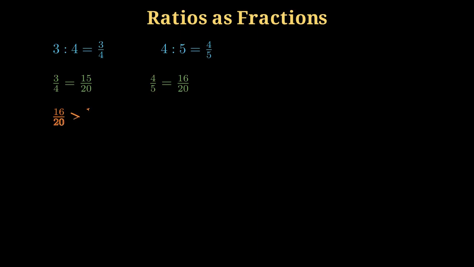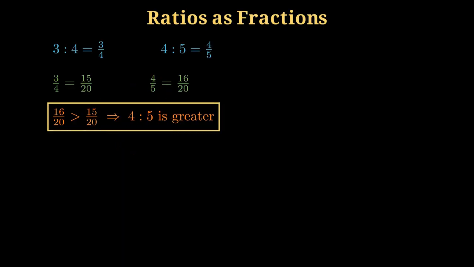Now it is easy. 16/20 beats 15/20. So 4 to 5 is the greater ratio. The second circle has more of it shaded. Mystery solved. That is what relating different ratios means, turning them into a form you can compare directly.